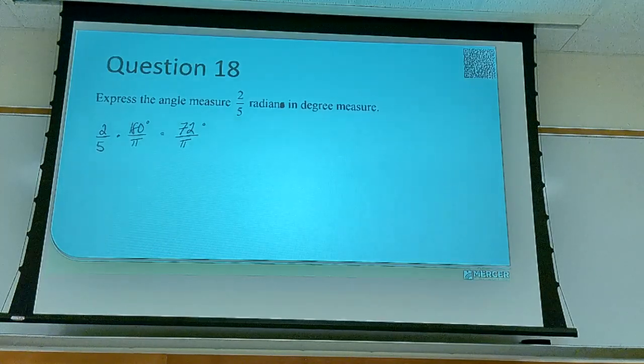And 4/3 radians. Same conversion. 180/3, that's very simple to do. What's 180/3? What's 60 times 4? 240. 240 over pi degrees.